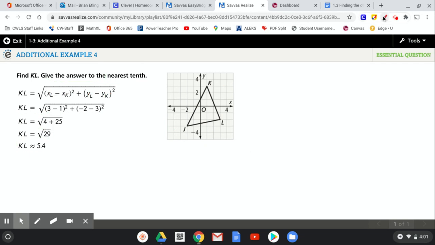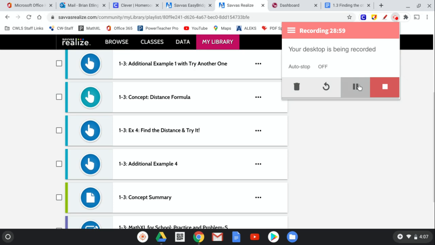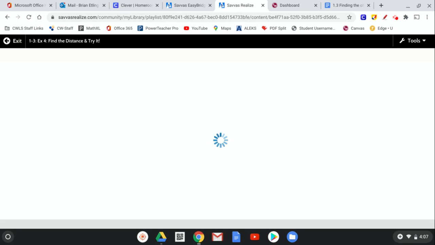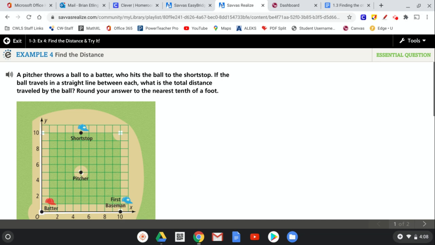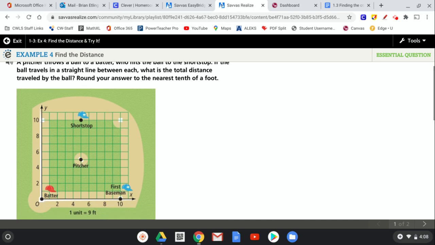All right, so I'm going to take us back to the screen here, the home screen. All right, so now we're going to go back to that other example, example 4, finding the distance and try it. And this is where it's a word problem, so don't get freaked out, even though I know you guys see word problems and you kind of get a little tense. You're like, uh-oh.